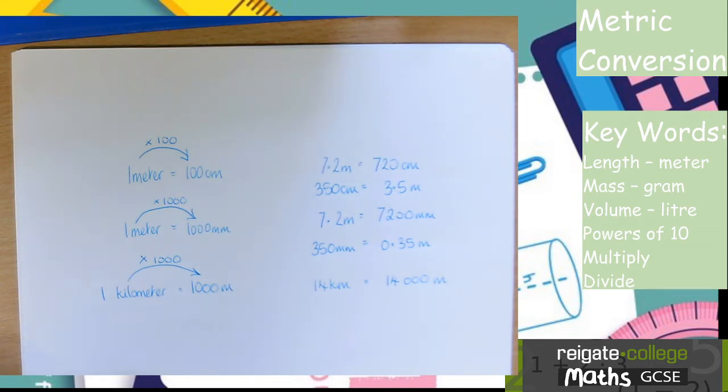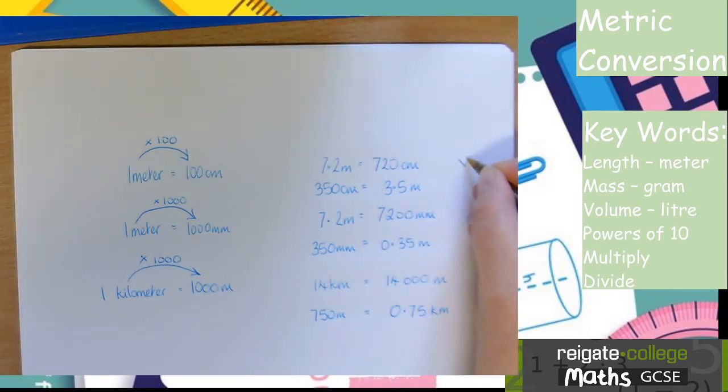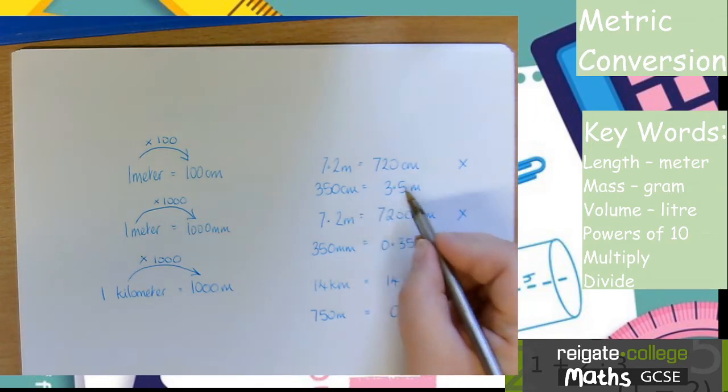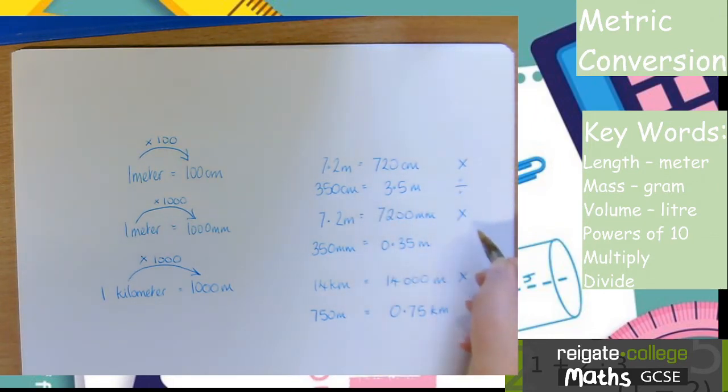And lastly, if I had a measure in metres that I wanted to convert to kilometres, I would again divide by 1,000. 750 metres is the same as 0.75 kilometres. To go from my bigger unit to my smaller unit, I multiply. To go from my smaller unit to my bigger unit, I divide.